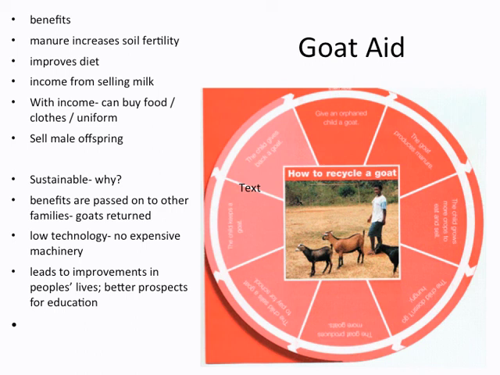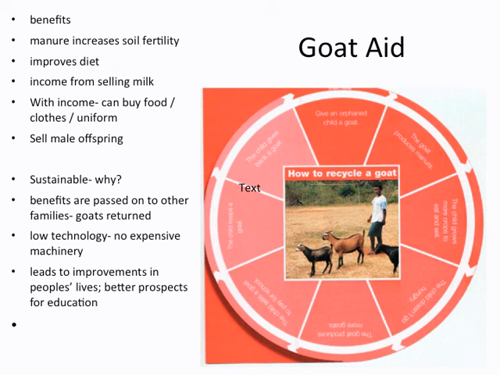The goat is given, and when this goat eats, the manure it produces will increase the soil fertility. If the soil is more fertile, it will mean that more crops can be grown. It may improve the people's diets, because they will have various different sources of food if crops are grown. It will mean that they have an income from selling the milk that the goats produce, and with that income they can buy food, clothes, a uniform, and possibly go to school.